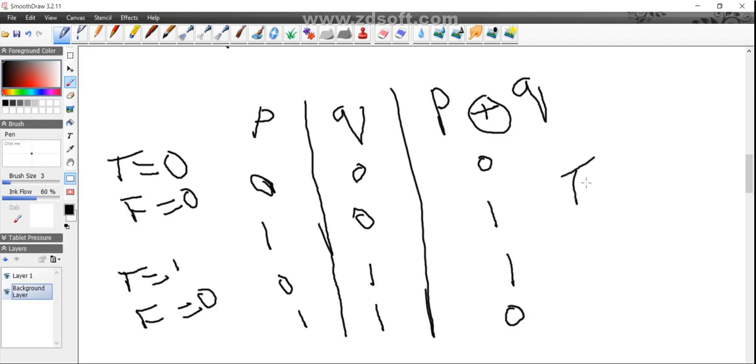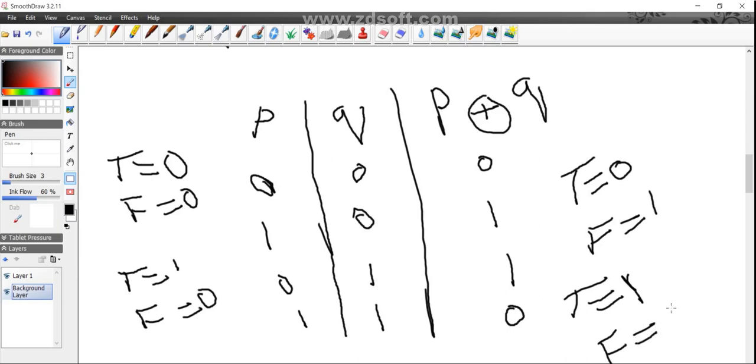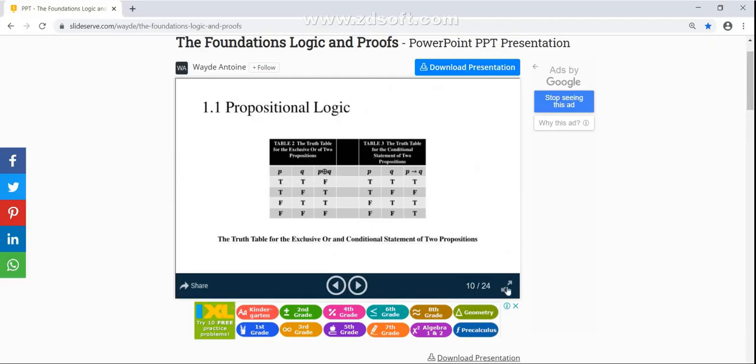When T is equal to 0, F is equal to 1, the result is 1, but when T is equal to 1 and F is equal to 1, the result is 0. So this is the operation of an exclusive OR.